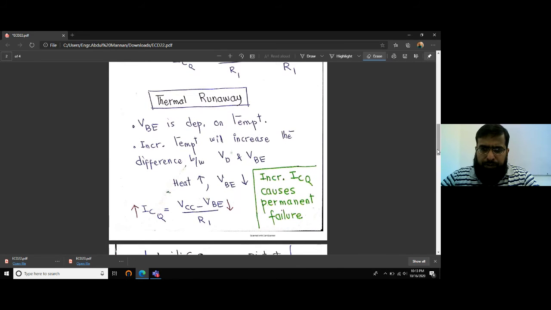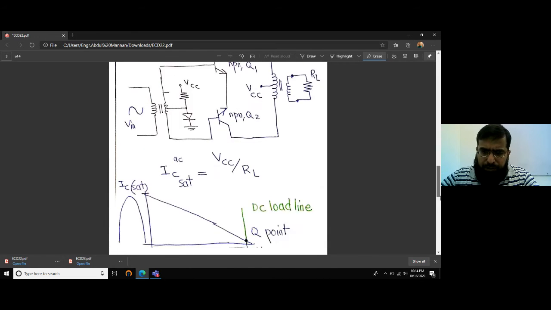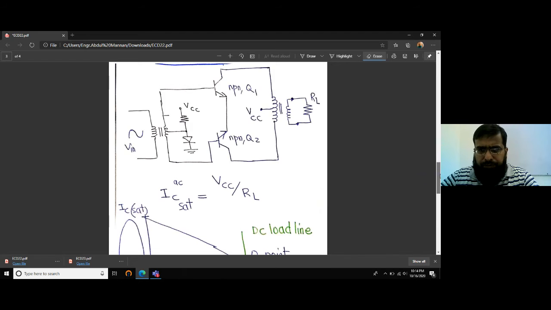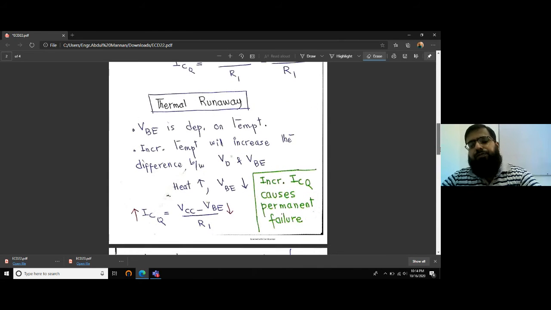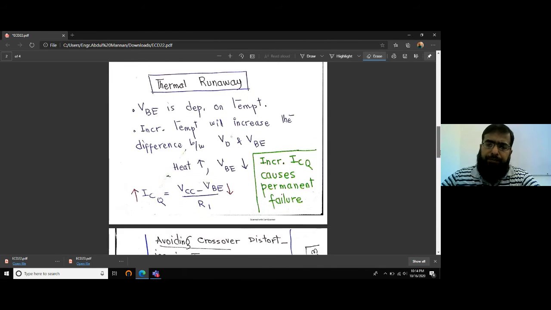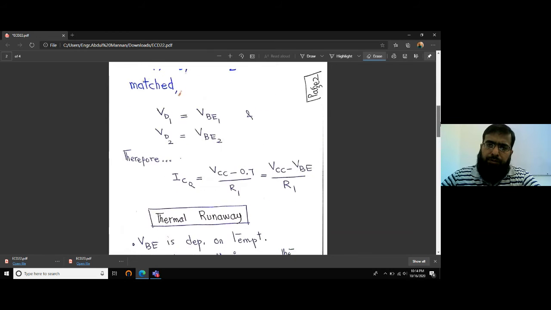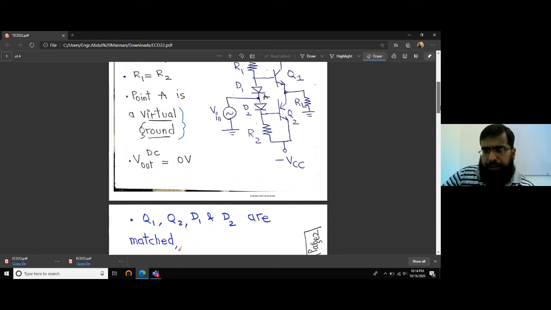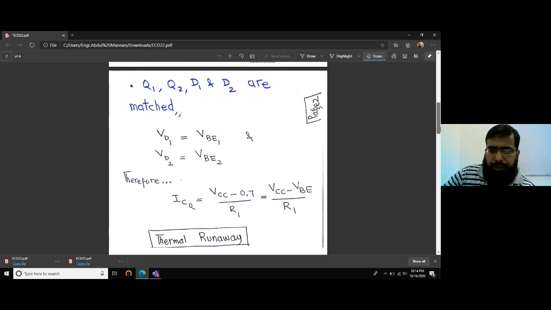Right. So as temperature increases, VBE decreases, because increasing temperature reduces VBE. If VBE decreases, ICQ increases. In this same lecture we'll see that this has a positive effect, it's a vertical DC load line. This kind of power amplifier has a vertical DC load line.